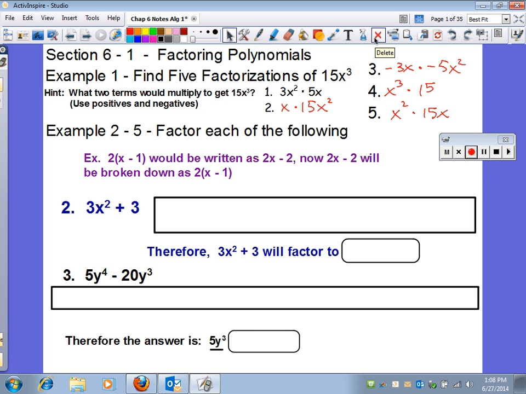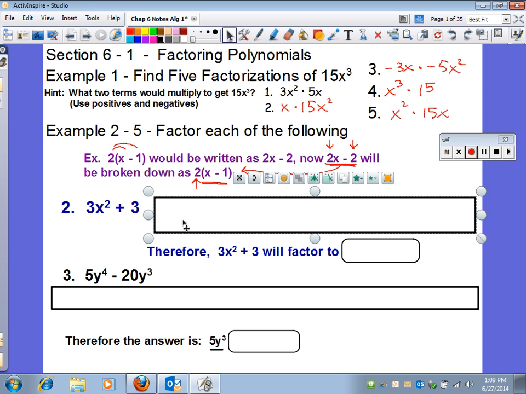So here's an example here. 2 parentheses x minus 1, if you did your distributive property, would be 2x minus 2 right here. Now what we're going to do in this case is take the 2x minus 2, and we want to break it down to get the 2 parentheses x minus 1. We want to find out what we could break this down into to get this answer. So what used to be the answer is now the problem, and what used to be the problem is now the answer. And if you notice, they both had a 2. And that's the 2 that's on the outside of the parentheses. It's called a GCF, the greatest common factor.